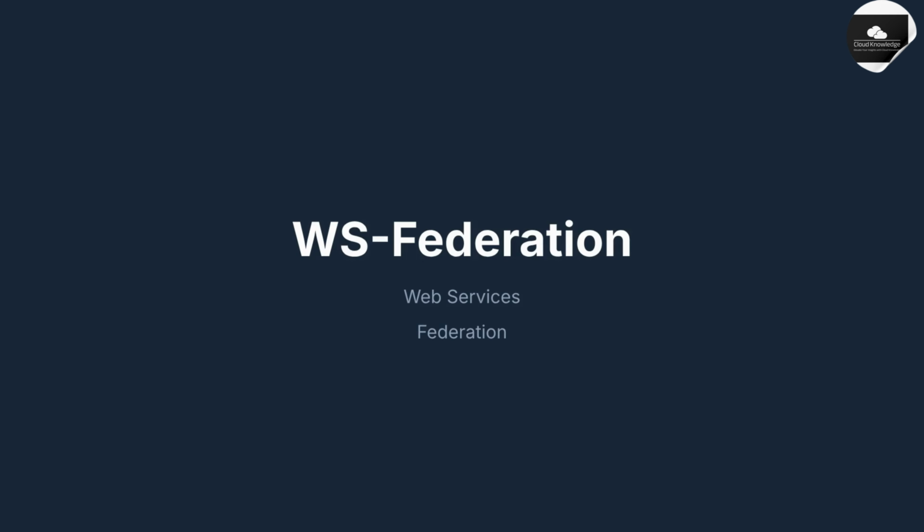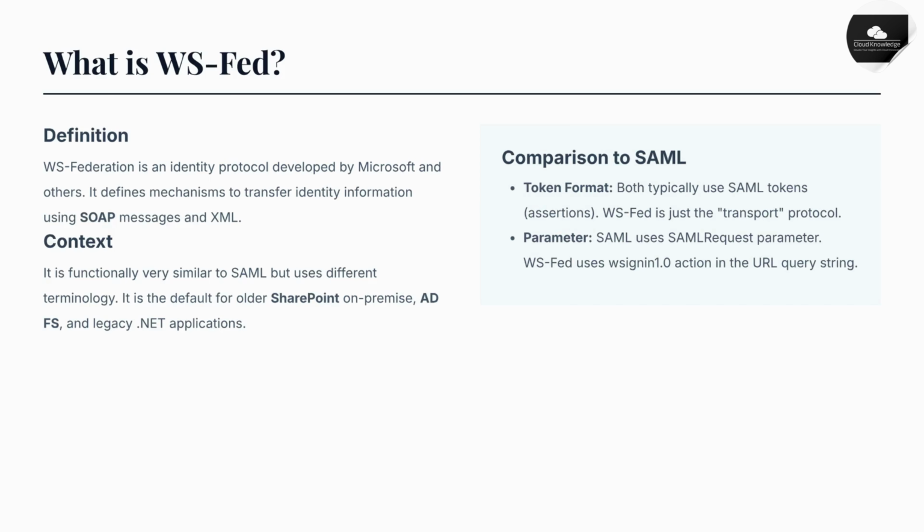Next, we explore WS Federation, which stands for Web Services Federation. WS Federation is an identity protocol that transfers identity information using SOAP messages and XML. It is functionally similar to SAML, but primarily used in older SharePoint and AD FS environments. While it often uses SAML tokens, it differs in the URL parameter used, utilizing wsignin1.0 instead of SAMLRequest.